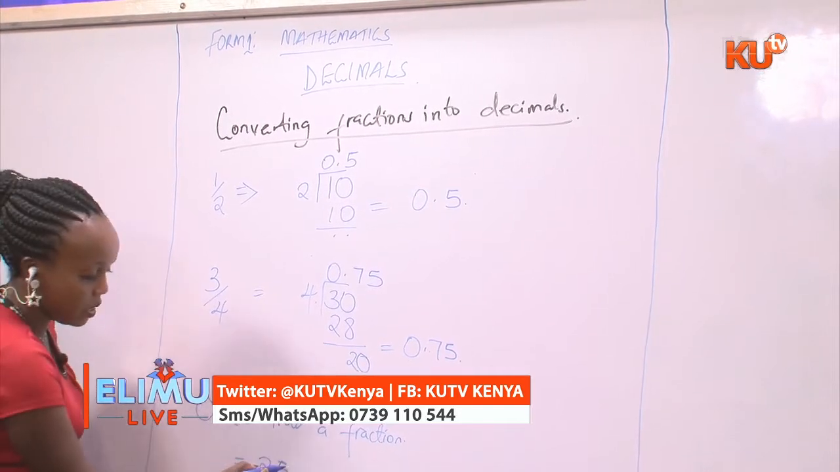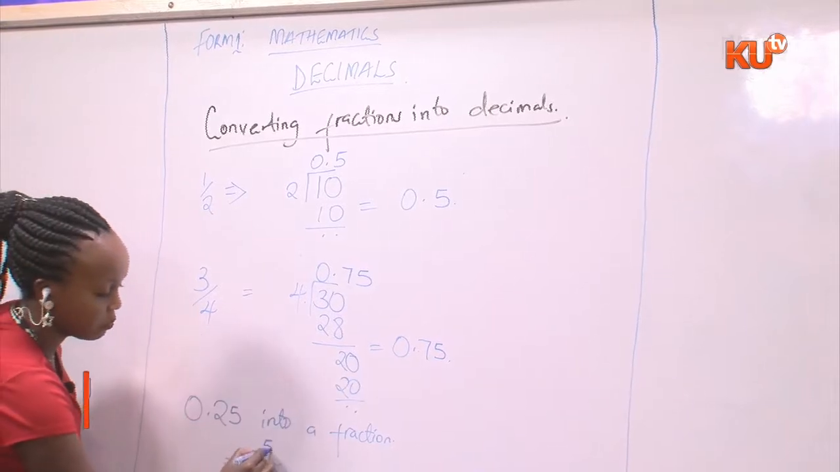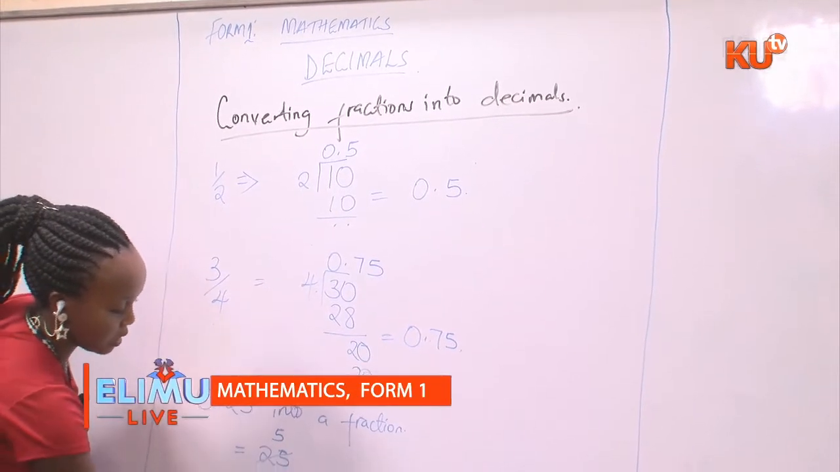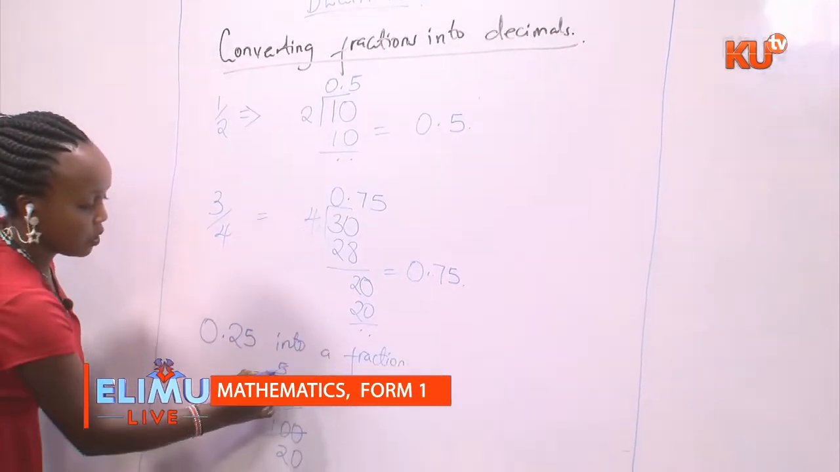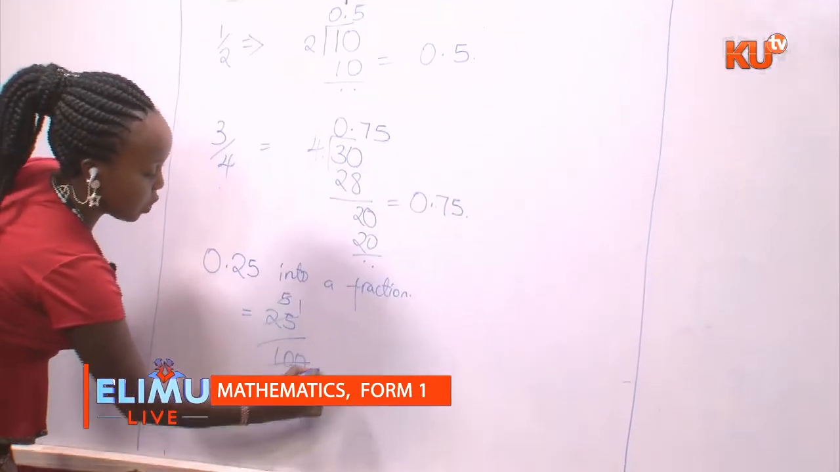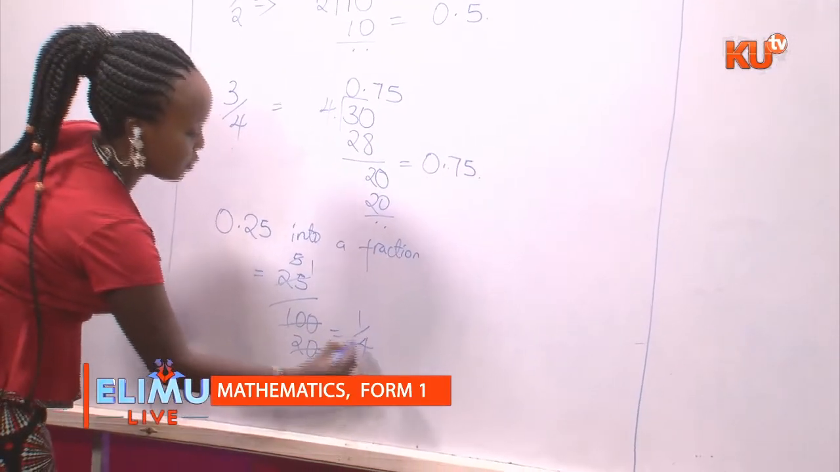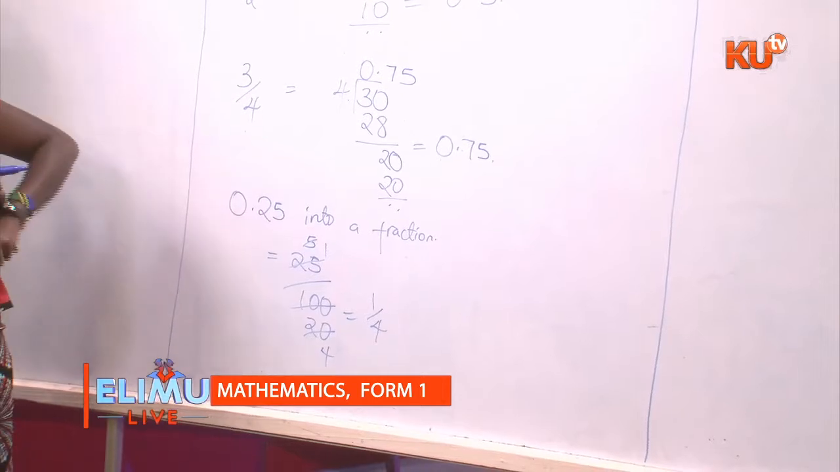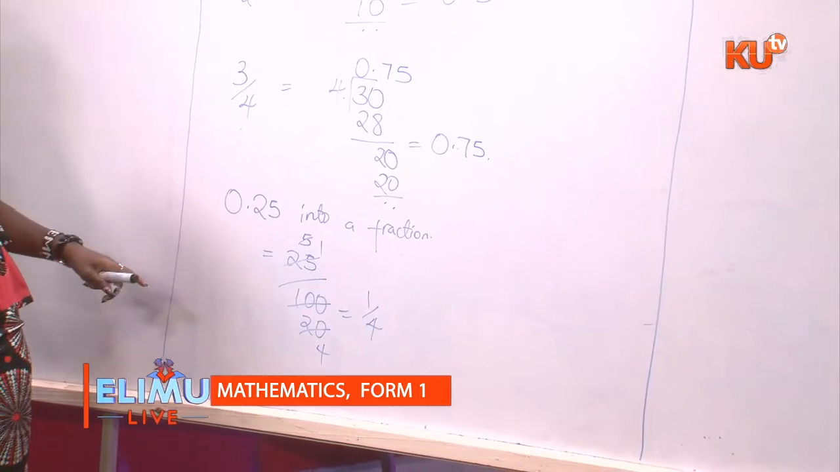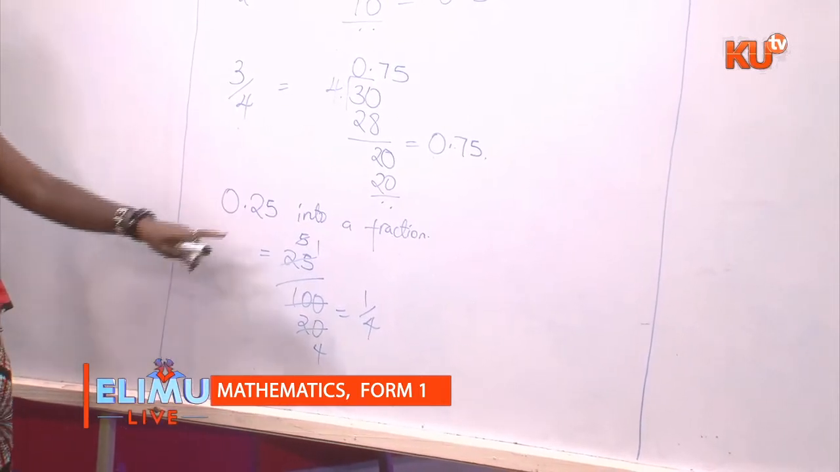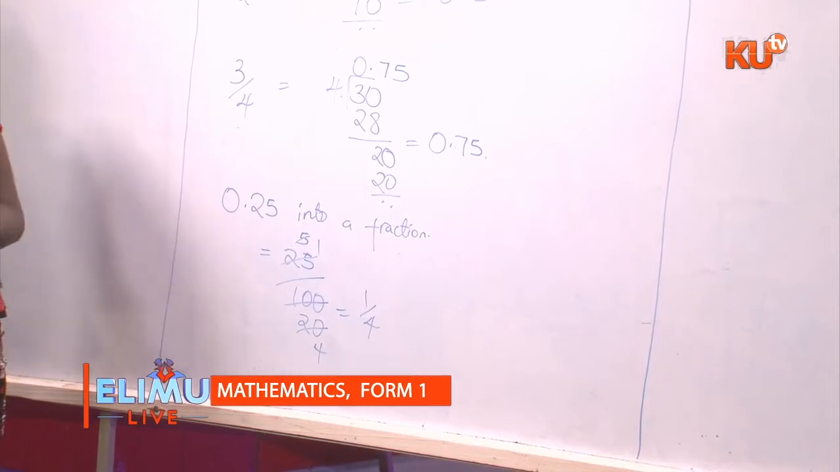So we are going to divide here by 5. 25 by 5 is 5. 100 by 5 is 20. Then 5 by 5 is 1, 20 by 5 is 4. So we are getting that the fraction is 1 over 4. Thereby 0.25, when it's converted into a fraction, is 1/4, which is the same as a quarter.